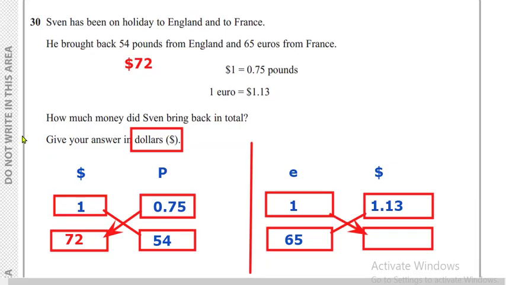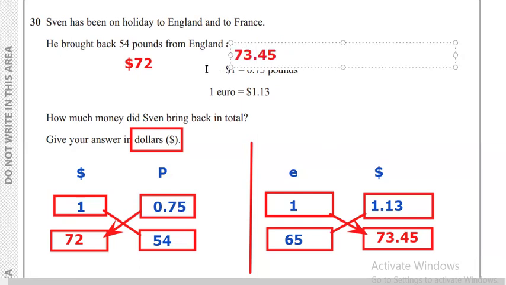Now, I'm going to do this using a calculator. So we have 1.13 times 65. And the answer is 73.45. Now, I turned the 65 euros into dollars, and the answer is what? Very good. This one became $73.45.